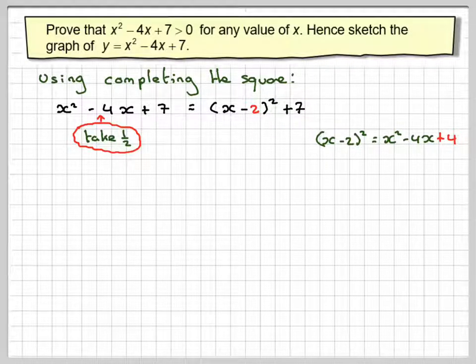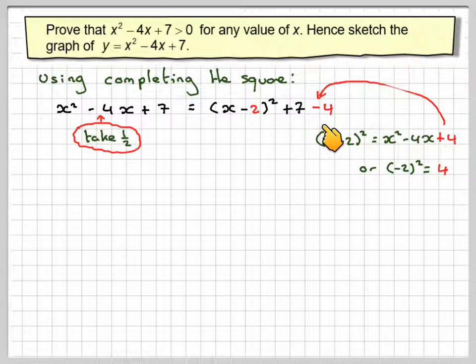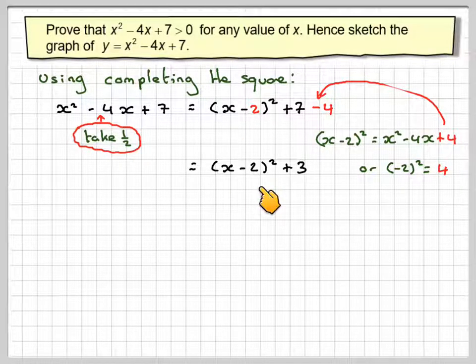So here you have to, or you could do minus 2, just take the last term and square it to get 4. So here you need to do the opposite and take away 4. So this now becomes (x minus 2) all squared plus 3. Now, the minimum that this can ever be is in fact 3.